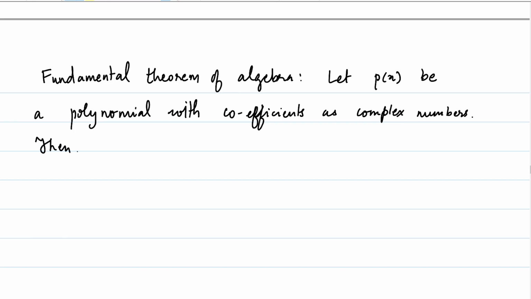Then the polynomial p of x splits over C. So notice that if p of x is some a0 plus a1x up to an x to the power n, what this tells us is that it will be possible to write p of x as x minus lambda 1 times x minus lambda 2 up to x minus lambda n. Always, any polynomial you take, you will be able to write it as a product of linear factors.